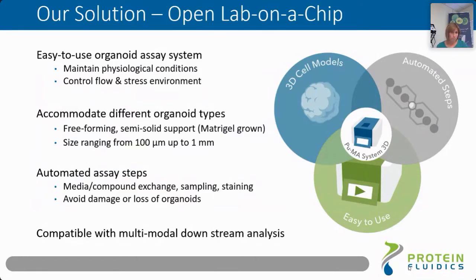It can use different types of organoids with or without matrix, depending on your assay. These organoids could range in size between 100 micrometers and 1 millimeter. And we automate all assay steps for you, which allows you to spend less time running complex assays, to use less reagents, minimize handling errors, and to get reproducible data with precious organoid samples.